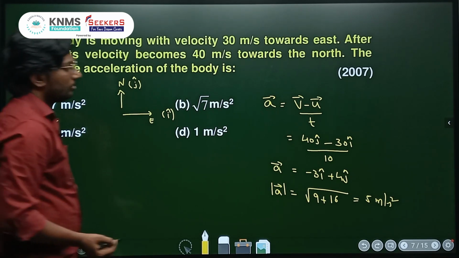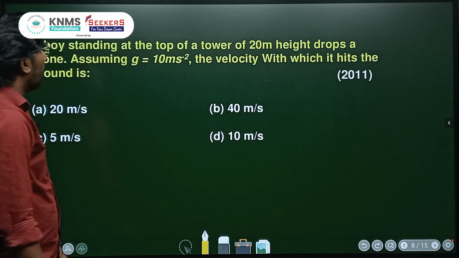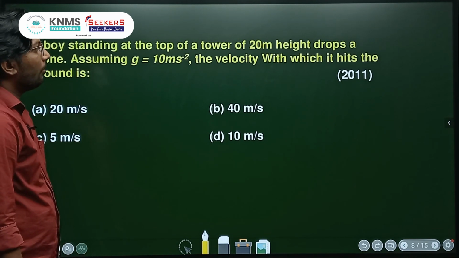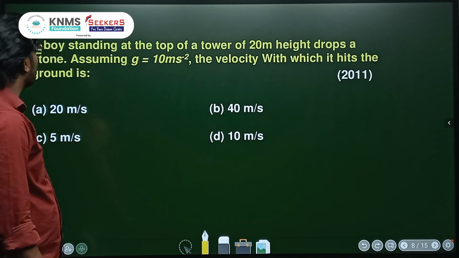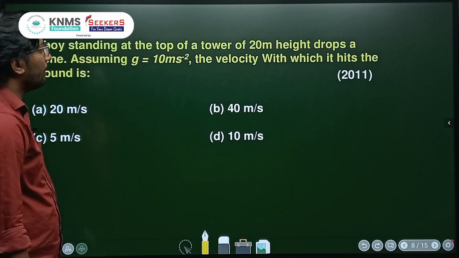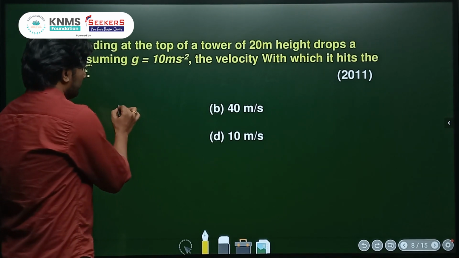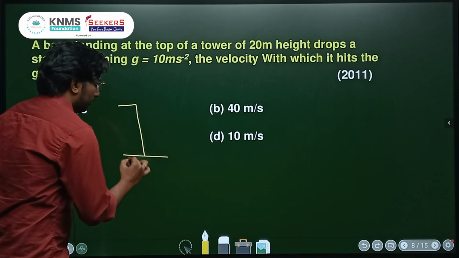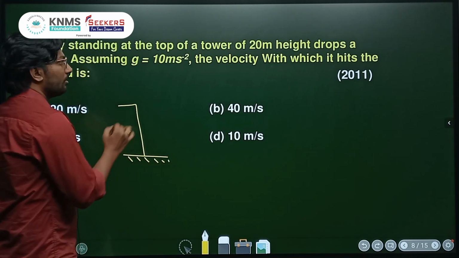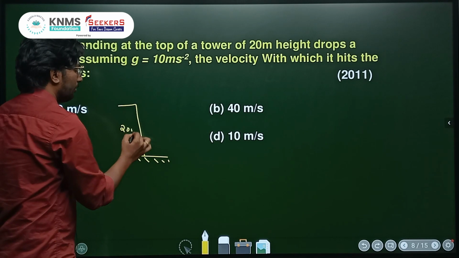Okay, let's see another question. A boy standing at the top of a tower of 20-meter height drops a stone. Assuming g is equal to 10 meter per second square, the velocity with which it hits the ground is. So this is the building or the tower from which the boy is dropping it, and they said the height of the tower is 20 meters.